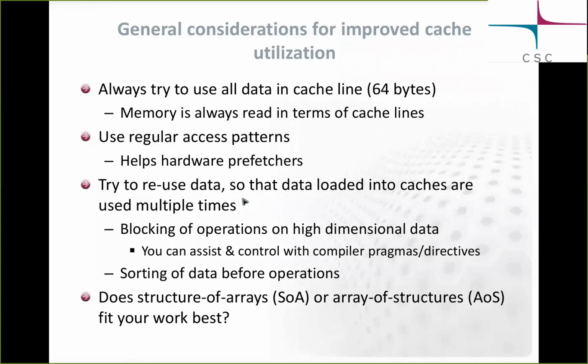Also, whenever something is fetched to cache, you want to use it as early as possible. A typical programming trick is to block on high-dimensional array accesses, something that you can assist and control with compiler pragmas and directives rather than by hand. I can't go very deep into this in this webinar, but some keywords for further Googling are loop blocking and cache optimization.